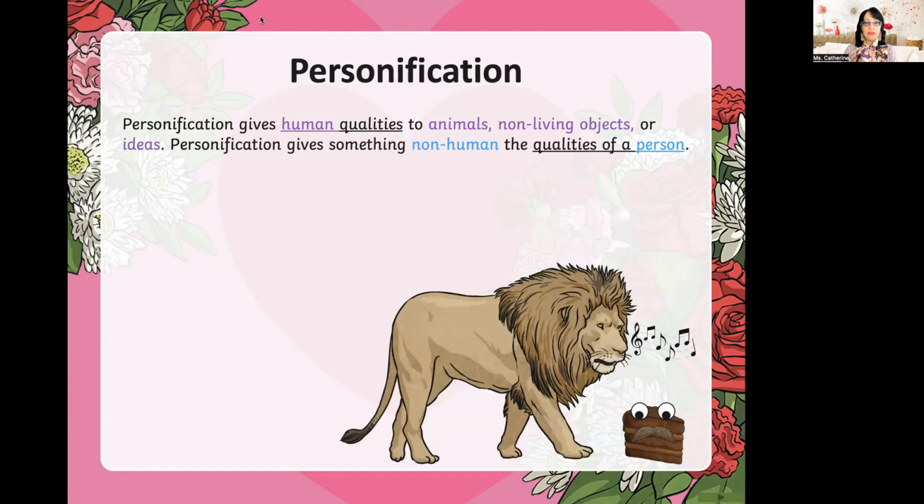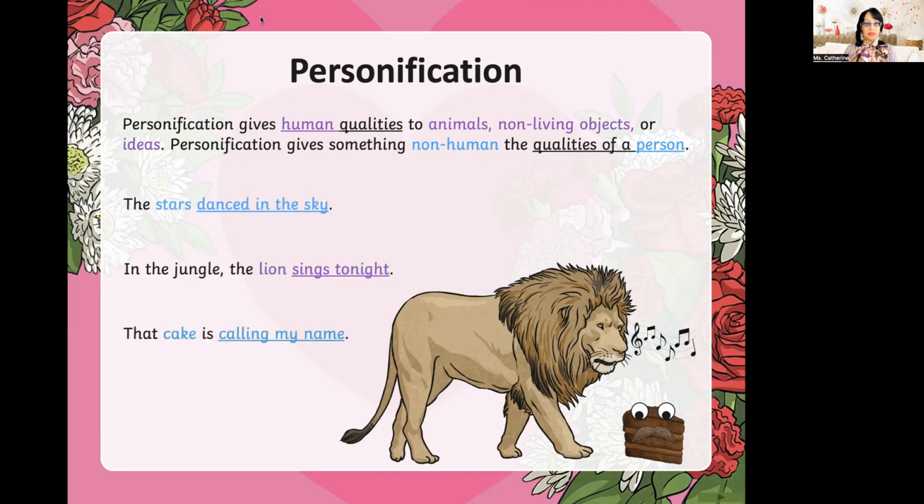Personification. Personification gives human qualities to animals, non-living objects, or ideas. Personification gives something non-human the qualities of a person. For example, the stars danced in the sky. In the jungle, the lion sings tonight. That cake is calling my name. Now, do stars dance? No. Does the lion sing? No. Does the cake call your name? No. That's personification.